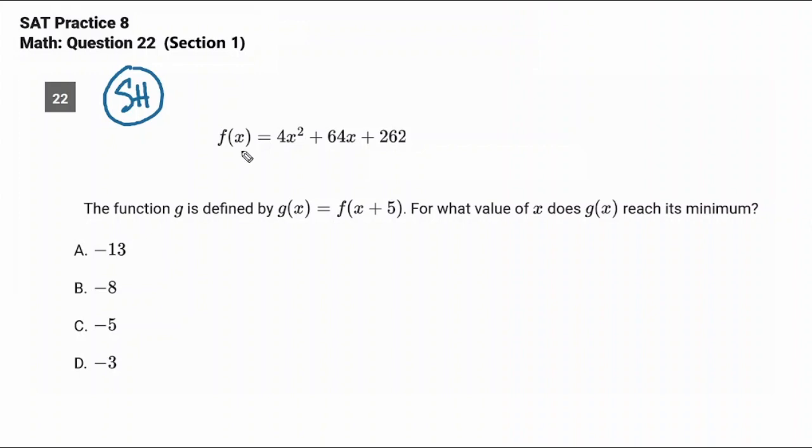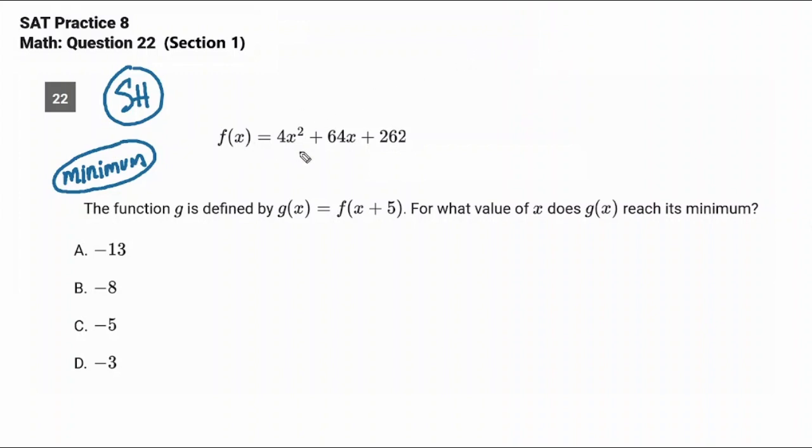We've got this function. It says the function g is defined by g of x equals f of x plus 5. For what value of x does g of x reach its minimum? So let's just write down what we're looking for: one word, minimum. And then what you're doing is you're going to take this function and follow these directions, which says add. You can do x plus 5. It means that every time you see an x, you're going to add 5 to it.